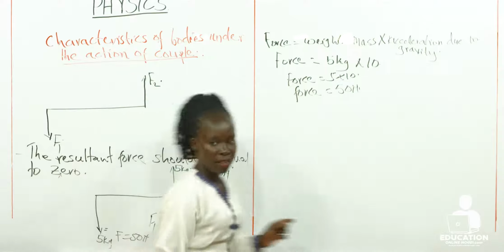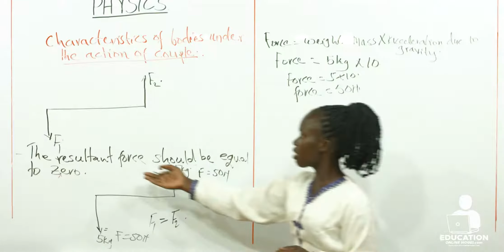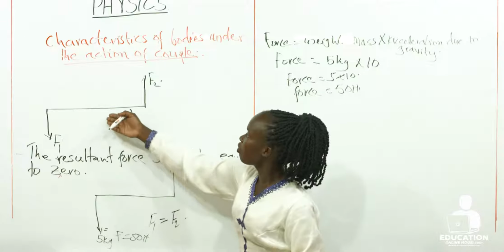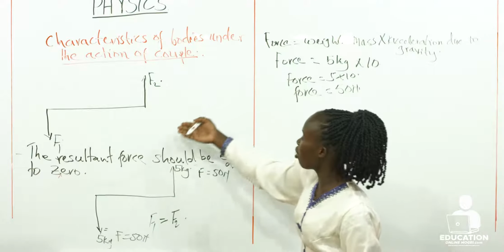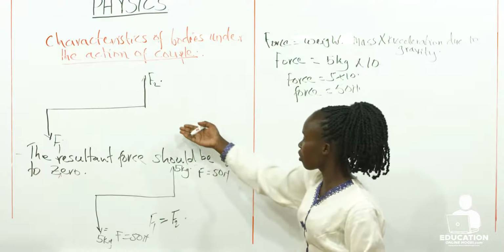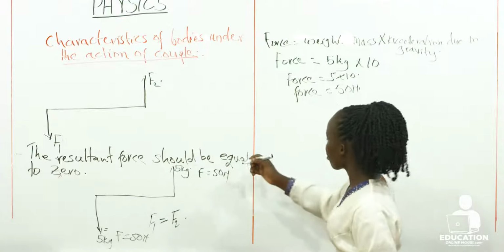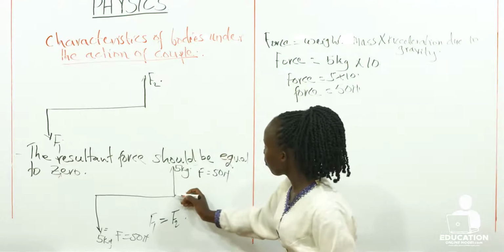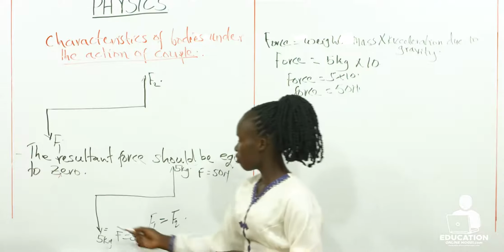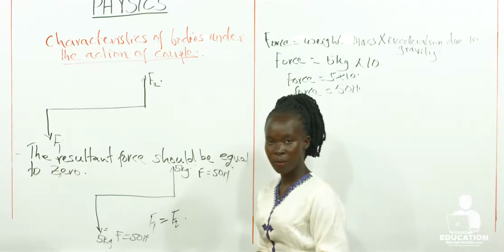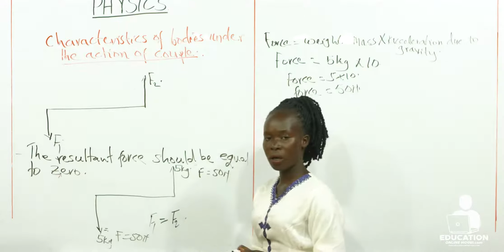We want to find the resultant of this force. As far as our characteristic of a body under the action of a couple is concerned, the resultant force should be 0. How would you get the resultant? You see that our force here is moving in the opposite direction from this other force here. This one is going downwards, whereas this one is going upwards.